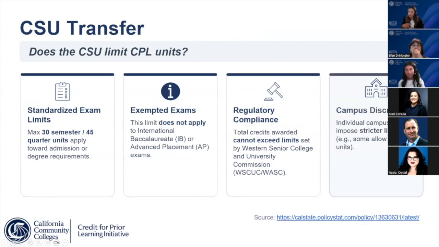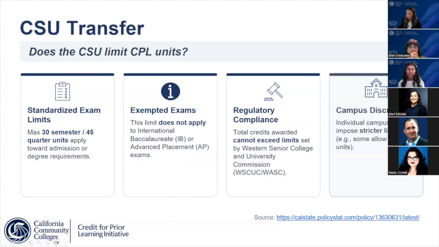There are some limits, though, that you need to be aware of. There is a 30 semester, 45 quarter unit maximum for those standardized exams, and this is going to apply toward admission or to the degree requirements. So that's really important to keep an eye on that limitation. Now, this limit does not apply towards the IB or AP exams, so they can exceed that 30 semester, 45 quarter units.